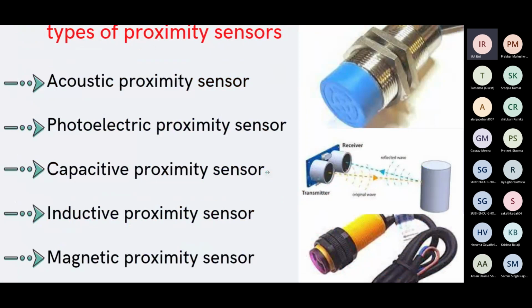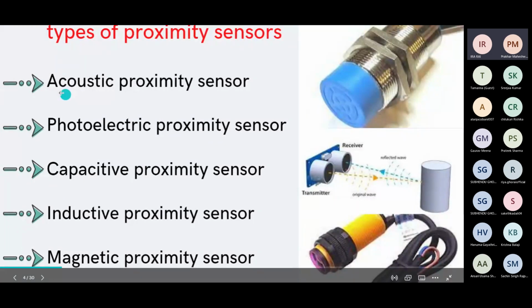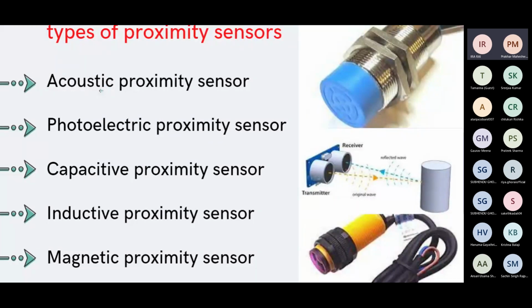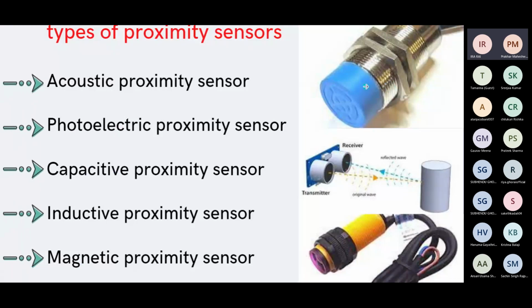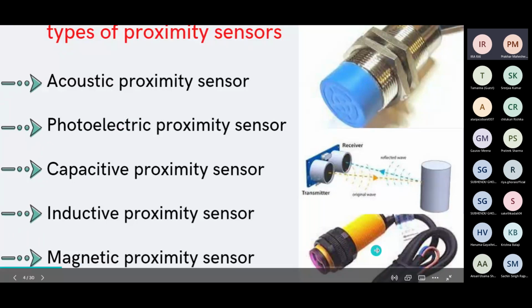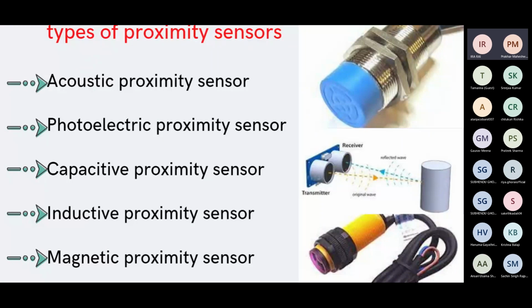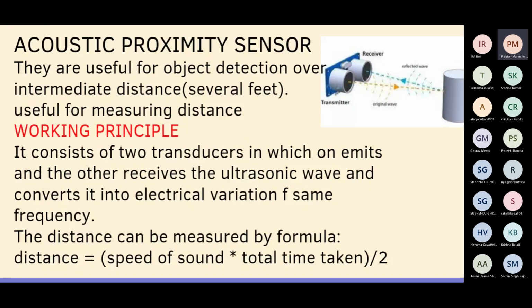So we have various types of proximity sensors, but these are our 5 major types. First we have acoustic or ultrasonic proximity sensor. Then we have photoelectric, capacitive, inductive, and magnetic. In these images, this is a capacitive proximity sensor. This is ultrasonic, and this is photoelectric. We'll study their basic principles one by one in brief.